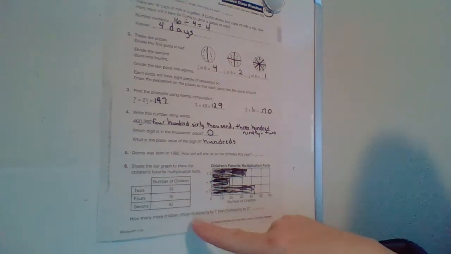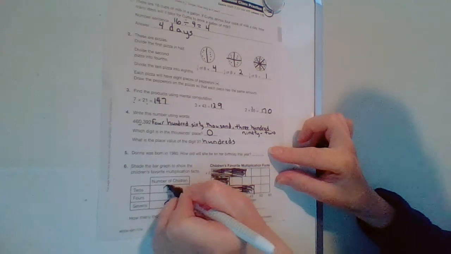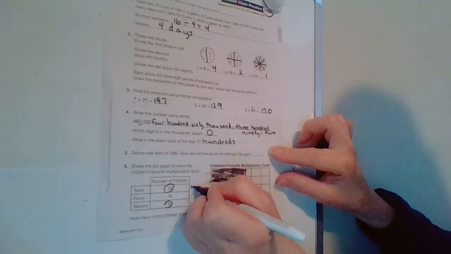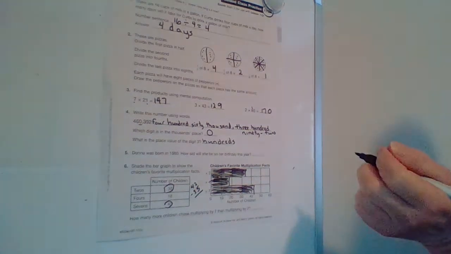Okay, so how many more children chose multiplying by 7 than by multiplying by 2? You're looking at these two numbers. You can subtract those two numbers, and your answer should be 7.